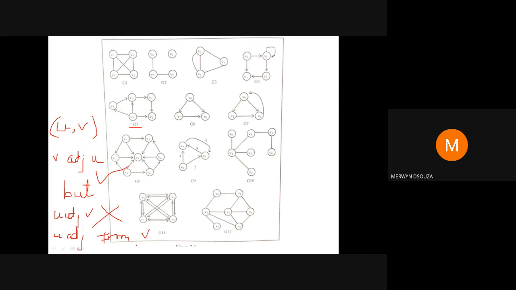Okay, U is not adjacent to V, but U is adjacent from V. If you look, it means the same thing, but that is the way it's defined in your textbook. So we say V is adjacent to U, but U is not adjacent to V, though we can say that U is adjacent from V. In this example, for these two vertices in graph G5, I will say V1 is adjacent to V0, and V0 is adjacent from V1.